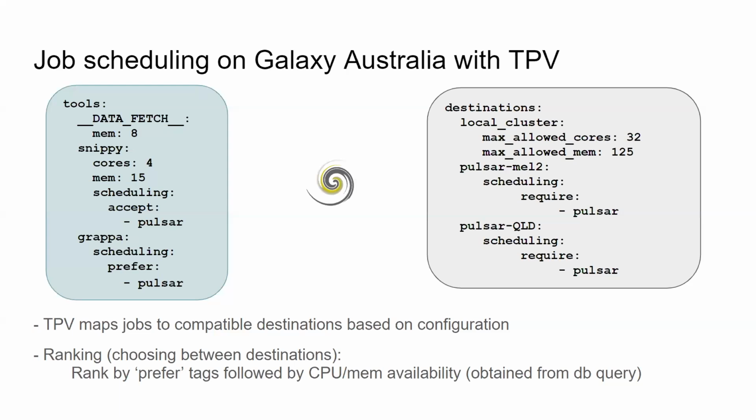So in this example, data fetch can only run on the local cluster. Snippy can run on any of the destinations. It will go to the one with the best availability. And Grappa prefers Pulsar, so it will go to whichever Pulsar destination has the best availability.